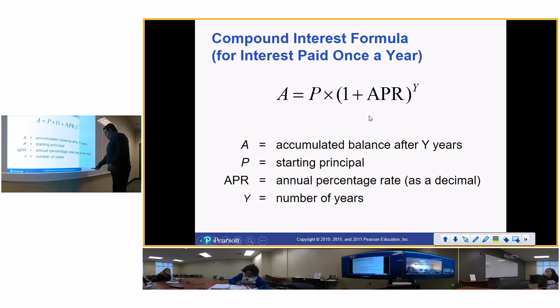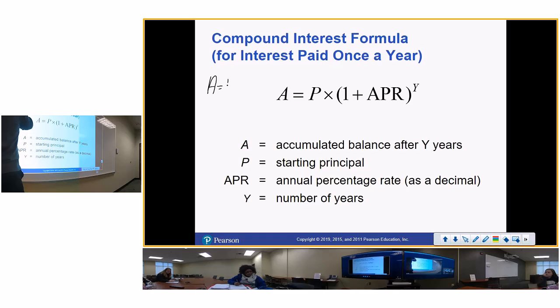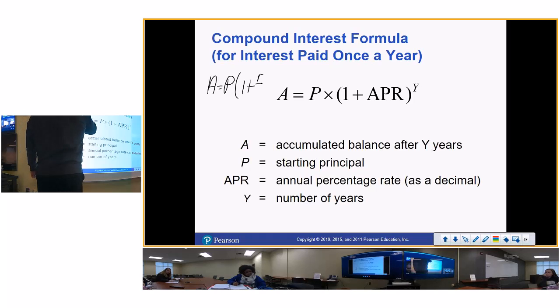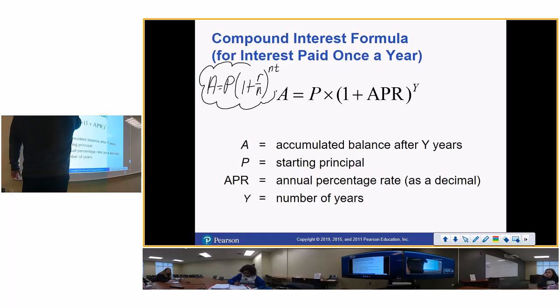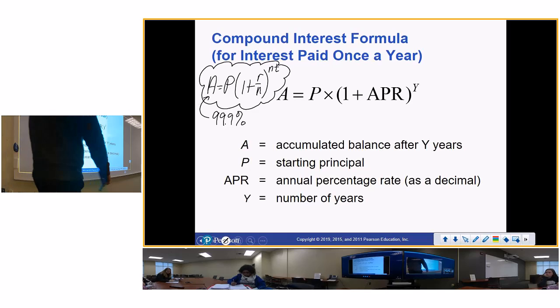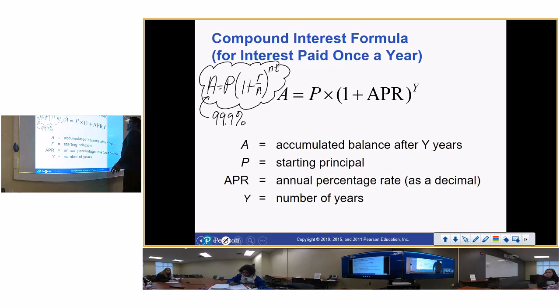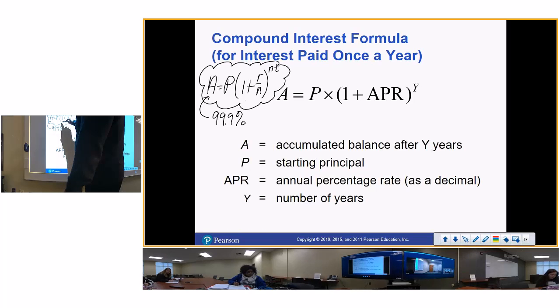In 99.9% of the books that you have in business, A is equal to P times (1 plus R over N) raised to the NT power, okay? Let me reemphasize that. In 99.9% of the books, this formula is going to look like that. Then Hubert, why does this book write it like this? Because this book sucks, okay? This book thinks you are not smart enough to realize what R over N is.